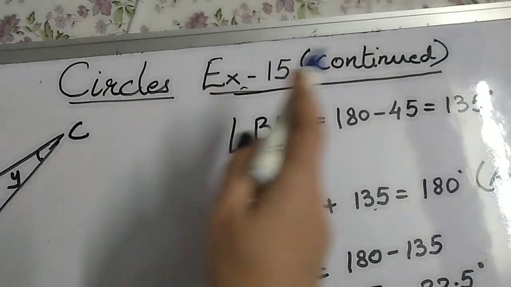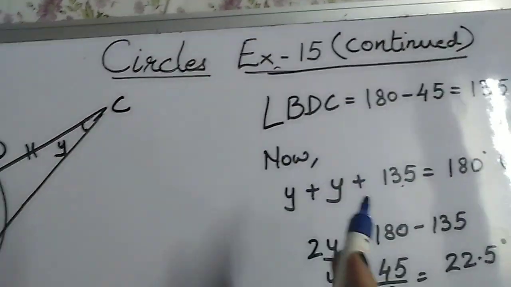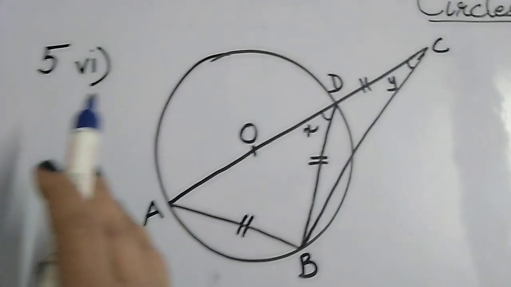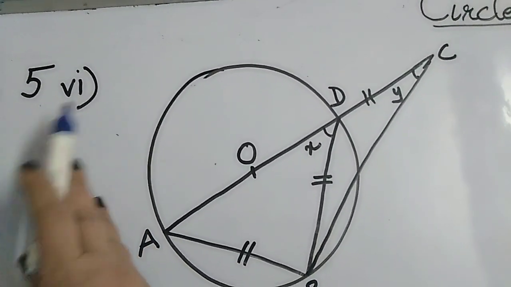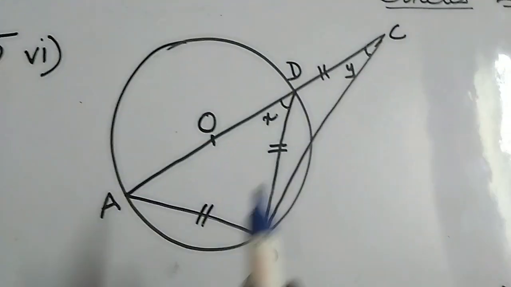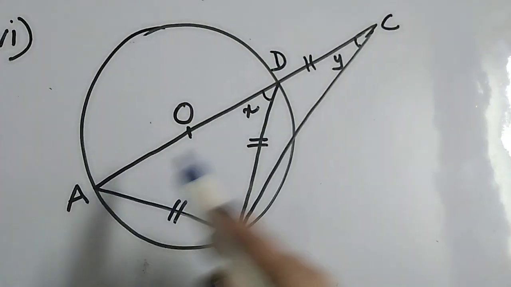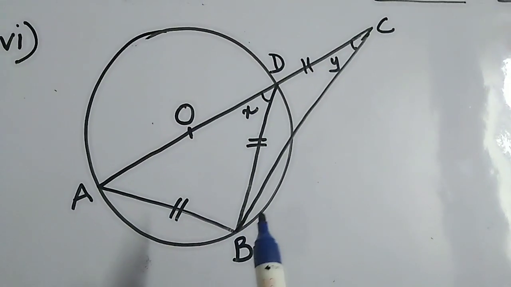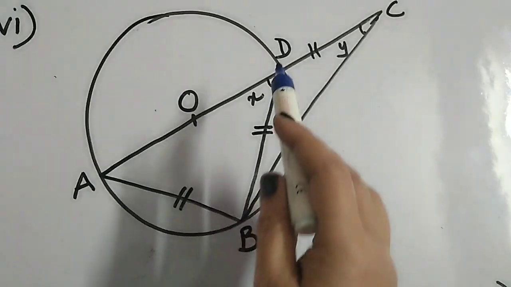Okay, continuing with this same exercise, exercise 15. Now I am going to take question number 5, sixth part of question number 5. I hope you can see the figure. This was the figure and you need to find x and y. It was not named. Please name it, okay?